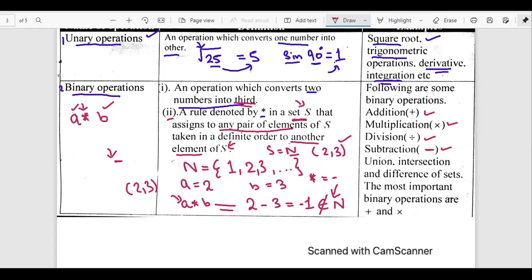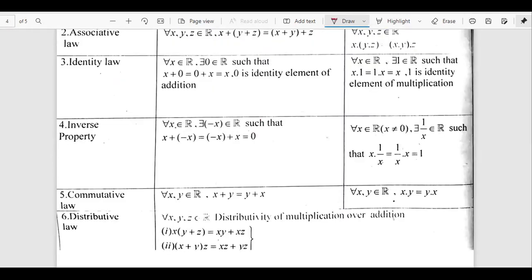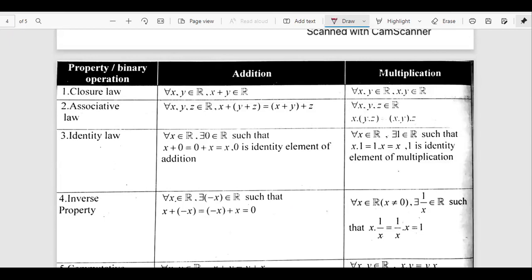You'll get a better idea when we will do questions of this topic. But just tell me if you're clear with this part or not. Yes. Okay. Perfect. Okay, excellent. Right. After this, we have a detailed discussion on this part.